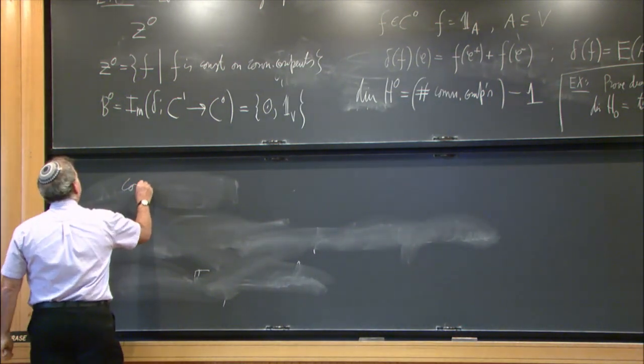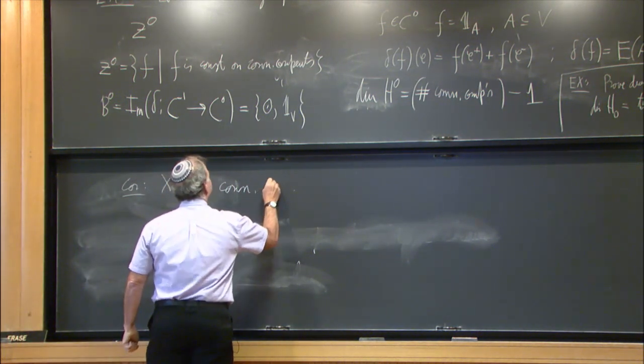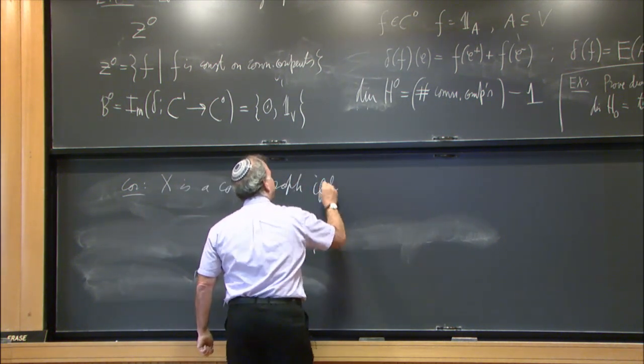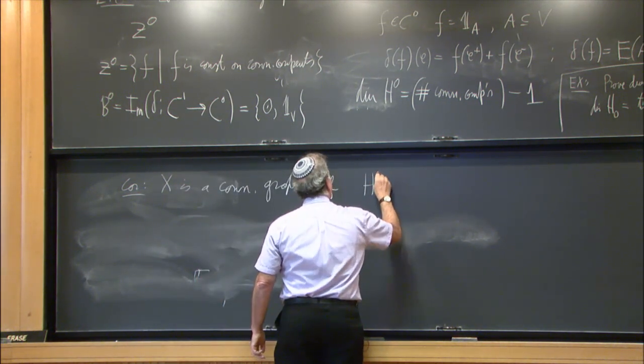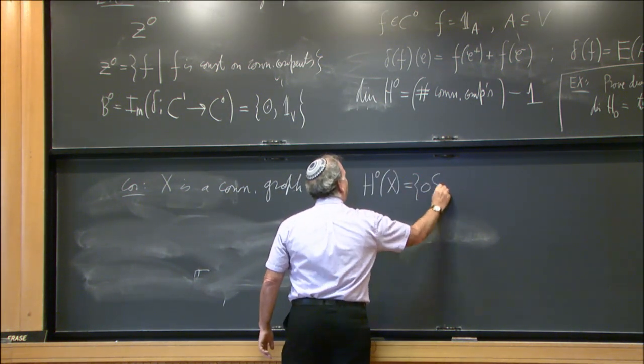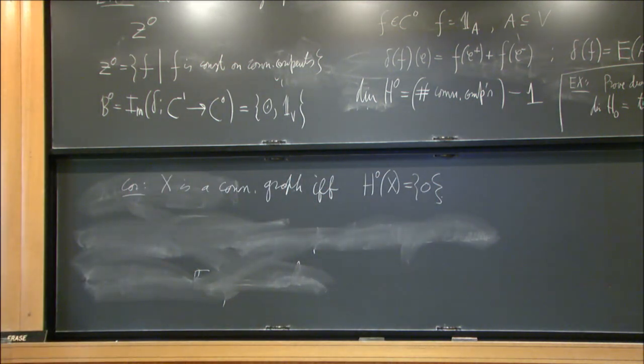That corollary: X is a connected graph if and only if the first cohomology group vanishes. Right? So we have a cohomological, or homological, I prefer cohomological, expression to the fact that a graph is connected.